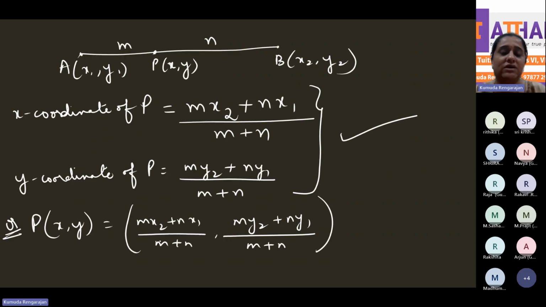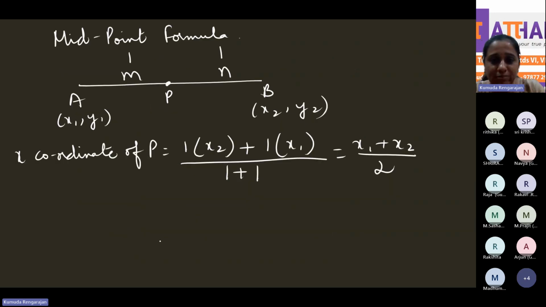If P is any point on AB, then the x coordinate of P is given by mx2 plus nx1 by m plus n. If P is the midpoint of AB, then the x coordinate of P is given by x1 plus x2 by 2. Because when you use the section formula, it is 1 into x2 plus 1 into x1 by 1 plus 1. So that amounts to x1 plus x2 by 2.